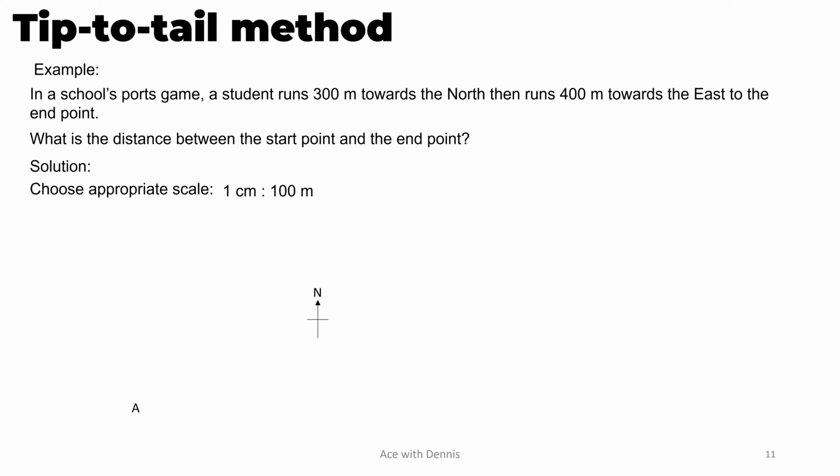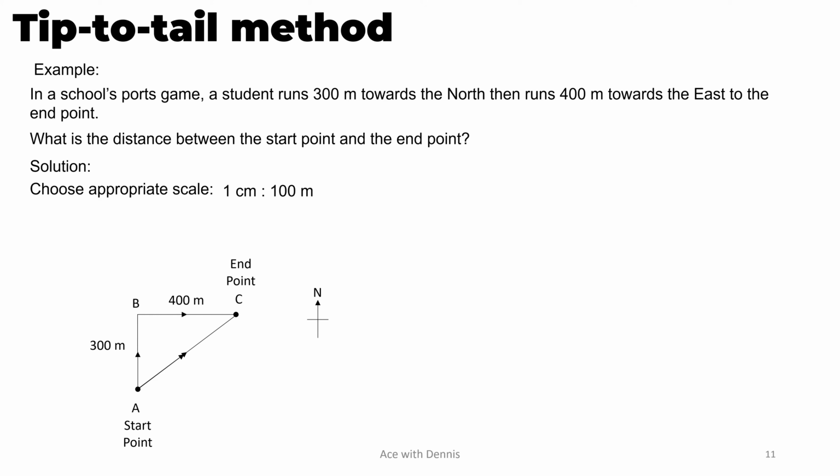And let's say this is the direction of the north. So this is point A, the starting point, and the student runs 300 meters towards the north. So this is 300 meters, then stops at point B. This length will be 3 cm. Then he runs 400 meters towards east. So this is the second vector, and it is 400 meters. I measure this length as 4 cm and end at point C. This is the end point.